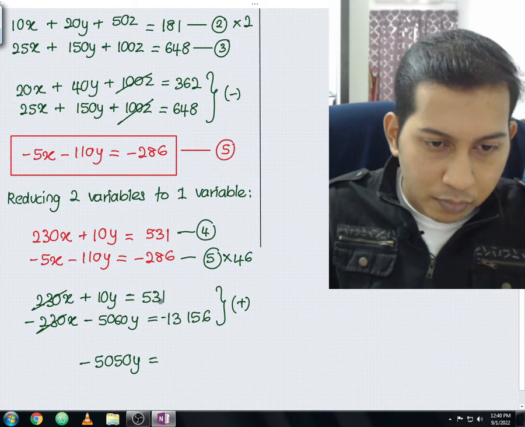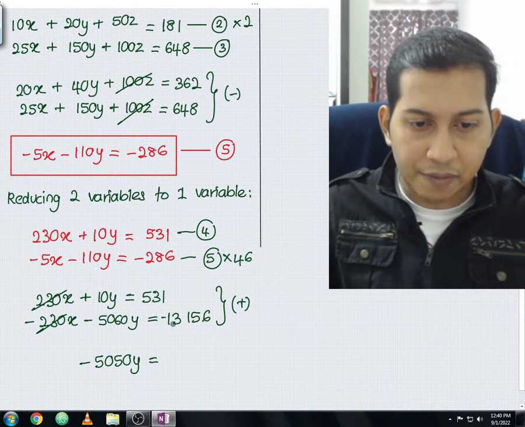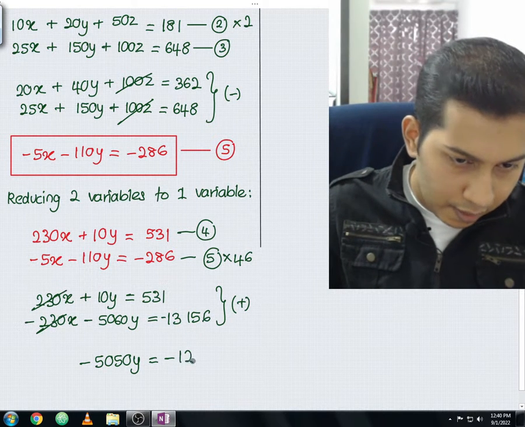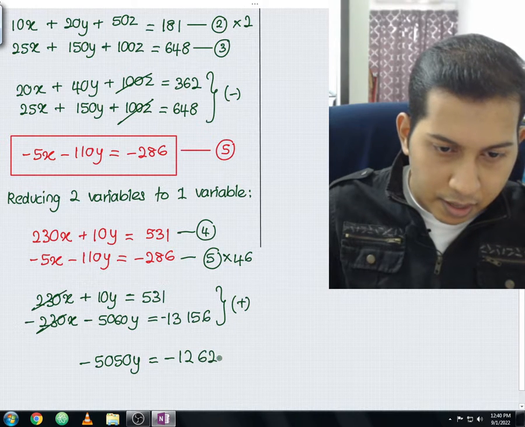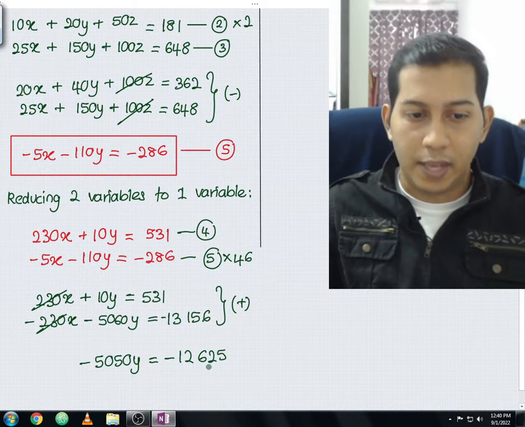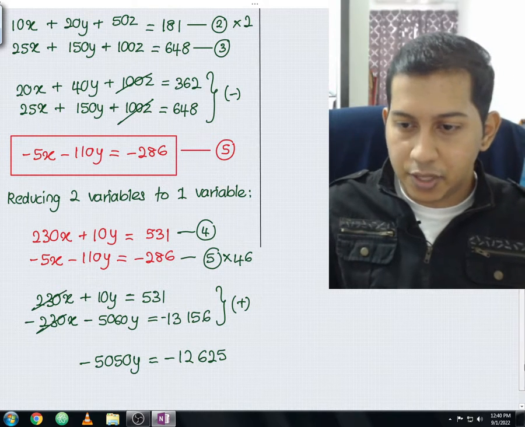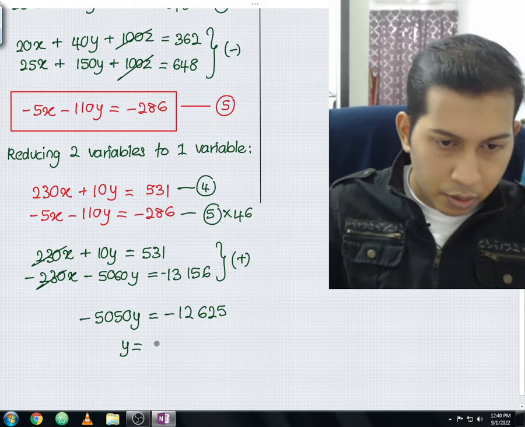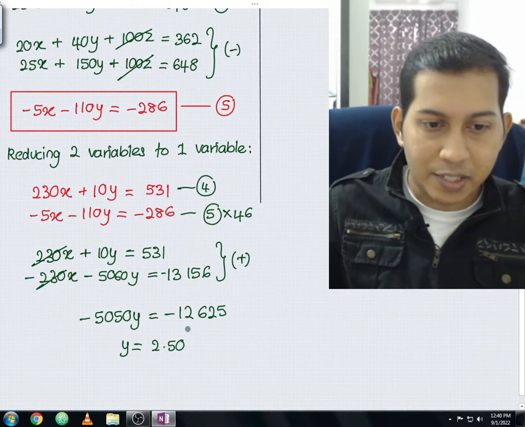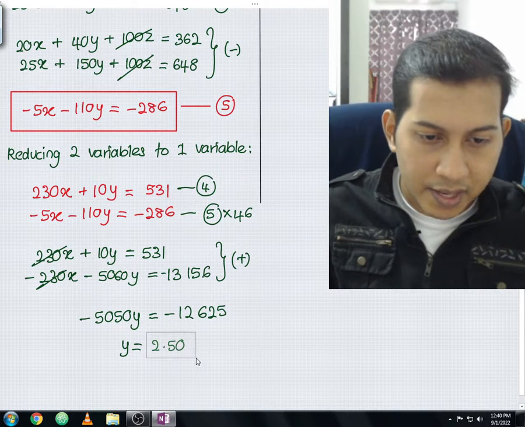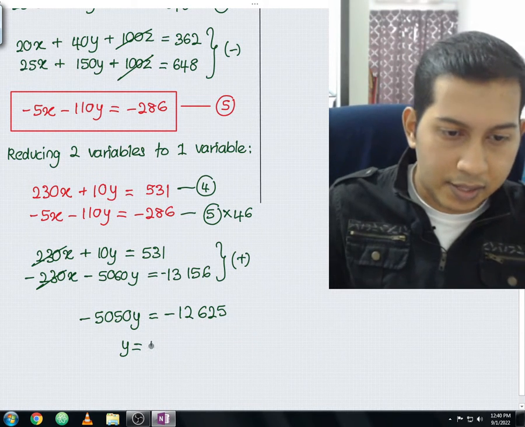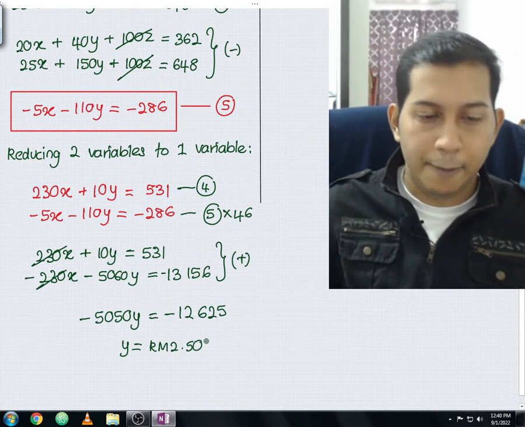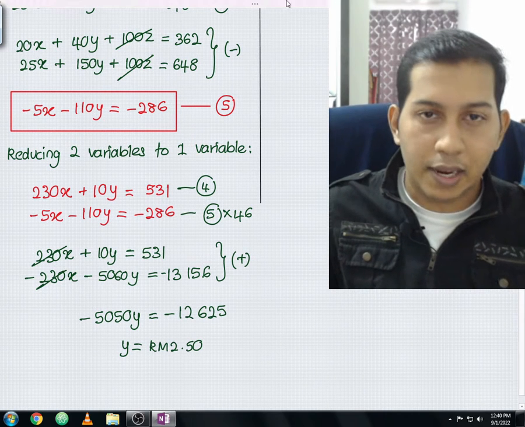So 531 plus negative 13,156. From here you should get negative 12,625. So from here you calculate this, and you should get y equals to 2.50. But since we are calculating a price, it is better for us to mention the currency. In this case it is RM 2 ringgit 50 cent. So this is our first solution. Let me underline this.